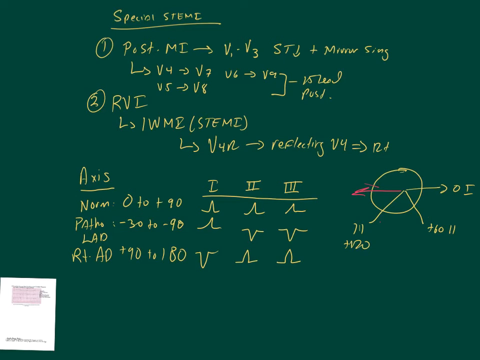And then right shoulder or no man's land or extreme right axis is down. Yeah, what is the, negative 90 to negative 180.